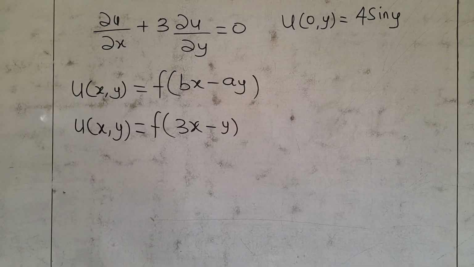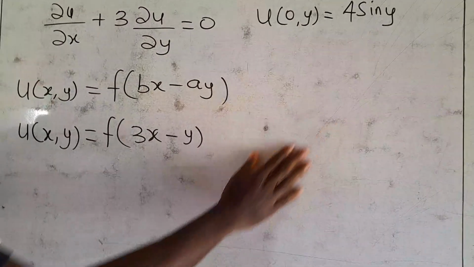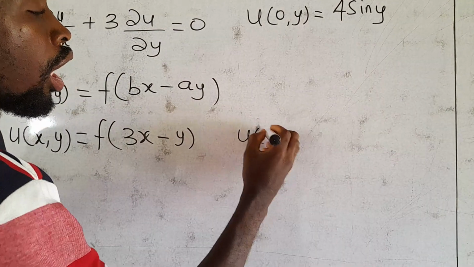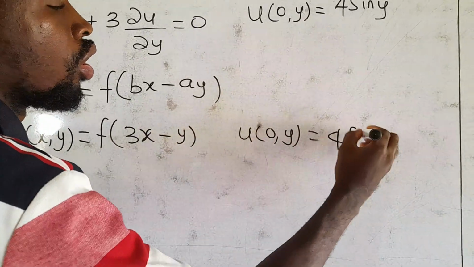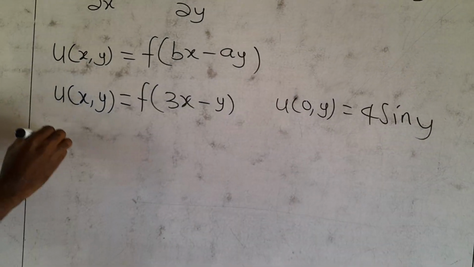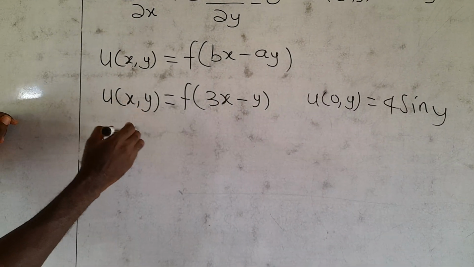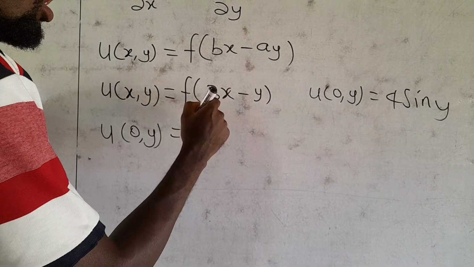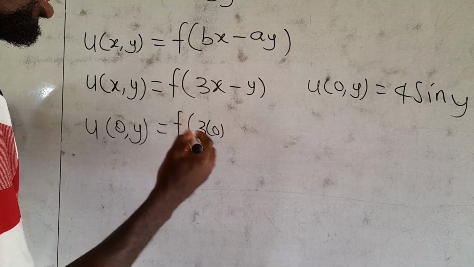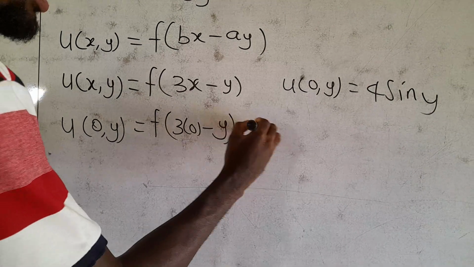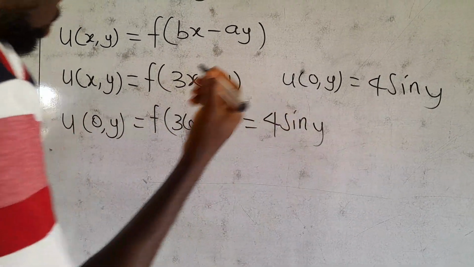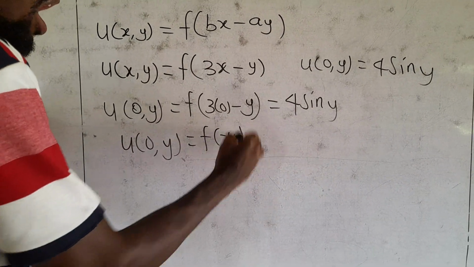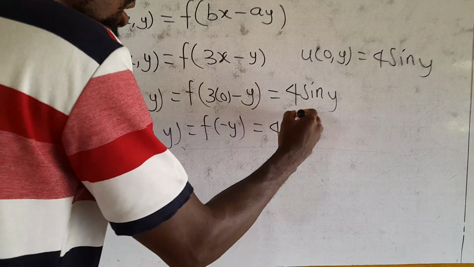So now, since some boundary conditions are given, we substitute the boundary condition into it to get a particular solution. And the boundary condition is u of (0, y) is equal to 4 sine y. So that means we substitute 0 in the place of x, so u of (0, y) will be equal to f of, you can say 3 times 0 minus y, and it will be equal to 4 sine y. We can say u of (0, y) equal to f of negative y all equal to 4 sine y.